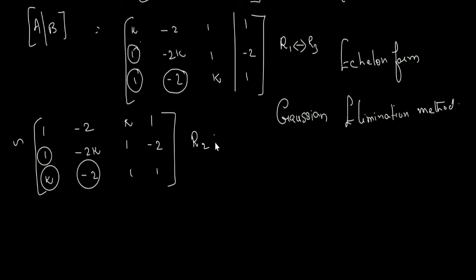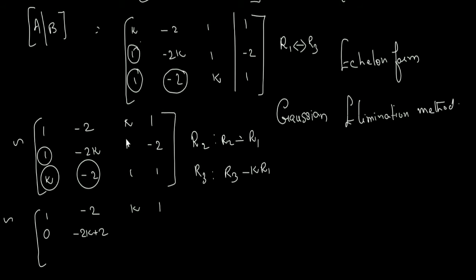R2 becomes R2 minus R1, which will give you 0. And R3 becomes R3 minus k times R1. So the first row is 1, minus 2, 1. Second row: 1 minus 1 is 0, minus 2k plus 2, so this is minus 2k plus 2. Then 1 minus k. Minus 2 minus 1 is minus 3.